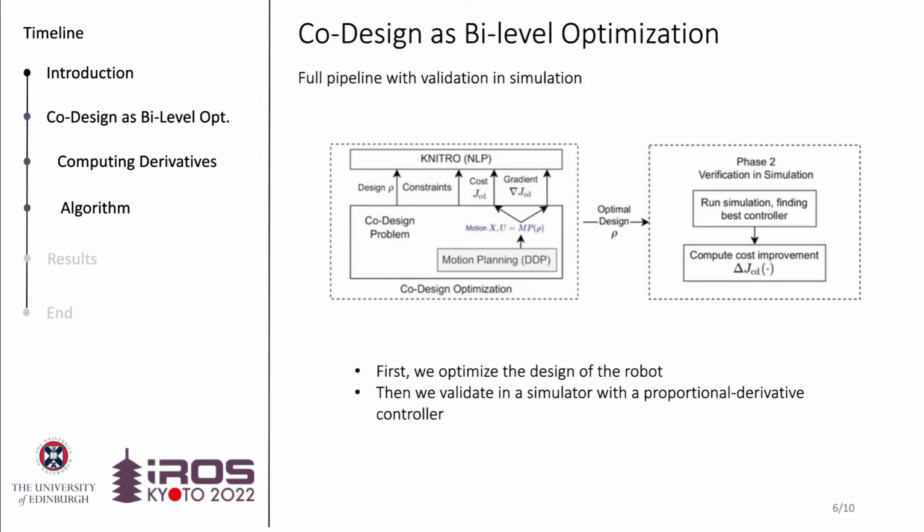Our full pipeline also involves verifying our approach in a second phase, where we fit a proportional derivative controller in simulation. This allows us to validate the improvements in co-design cost. We need to fit the best controller, as the robot's mass and dimensions require different gains to execute the motion successfully in simulation.